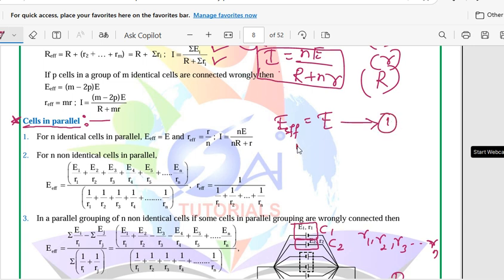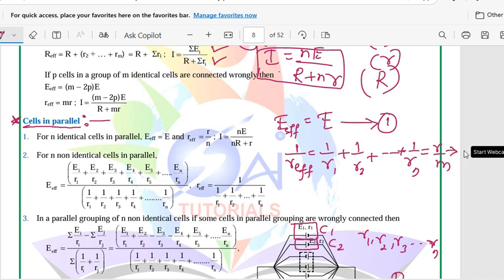In the same way, in the parallel combination, the effective resistance is given by 1 by R1 plus 1 by R2 plus so on up to 1 by Rn. So this can also be written as equal to r divided by capital M. This is equation number 2.